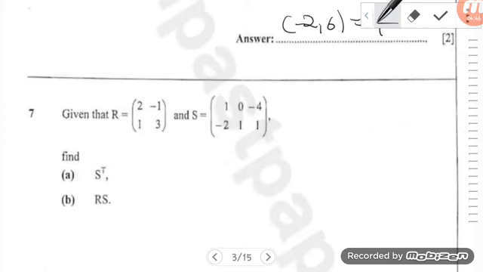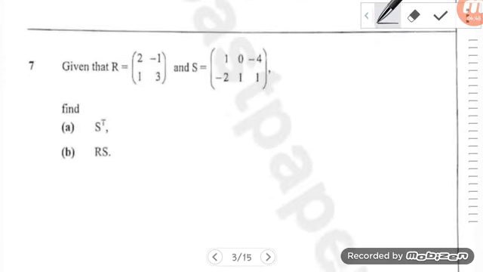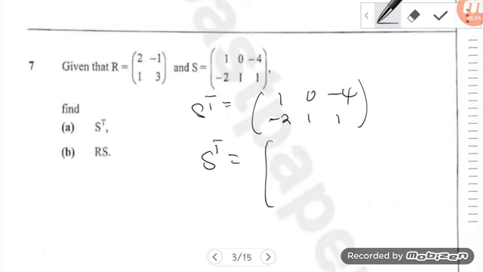Question 7 says given that matrix R is equal to 2, 1, negative 1, 3, and matrix S is equal to 1, 0, negative 4, 2, 1, and 4. Find S^T. S^T means the transpose of matrix S. We first have this and negative 2 there, 1 and 1. So to find the transpose, the rows become the columns and the columns become rows. So S^T is equal to 1, 0, negative 4, negative 2, 1 and 1.